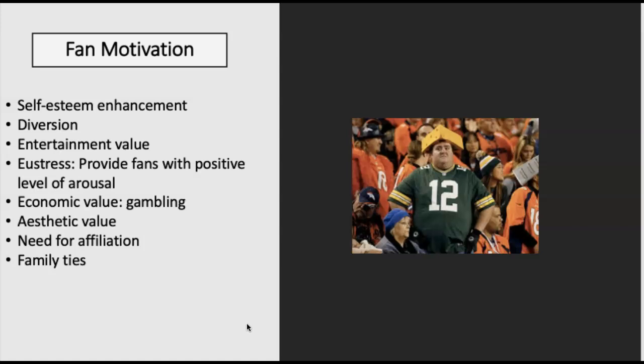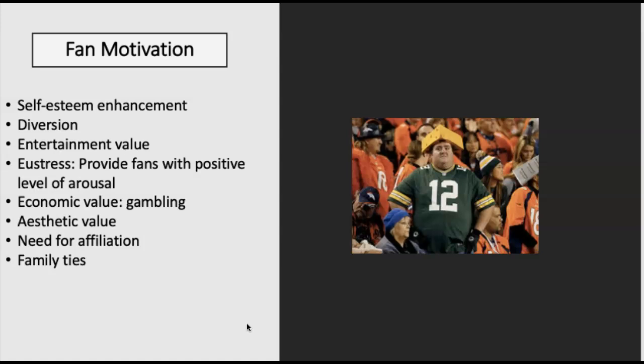Another motivation is called eustress. Eustress provides fans with positive levels of pressure. Everyone has pressure, but sports sometimes give you positive pressure, because the game is unpredictable. If you're watching your favorite team playing, sometimes you will become very, very nervous, so you will have that stress. This stress is actually a positive stress.